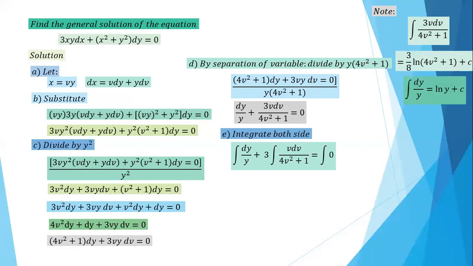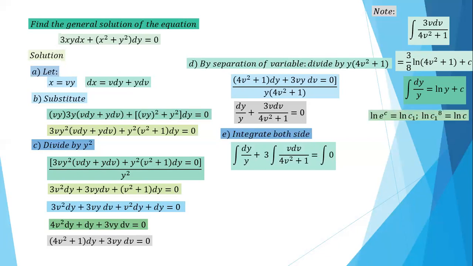So the derivative of 4v squared plus 1 is 8v dv. So we need to counterbalance, or put 1 over 8. So we have now 3/8 ln of the quantity of 4v squared plus 1 plus c. For the integral of dy over y, then we have ln of y plus c.